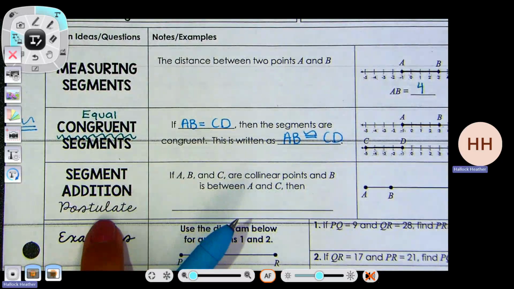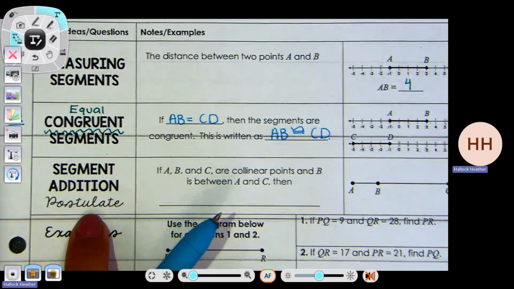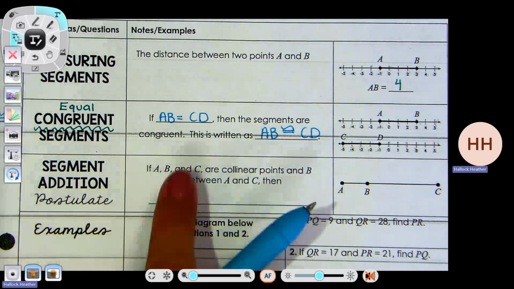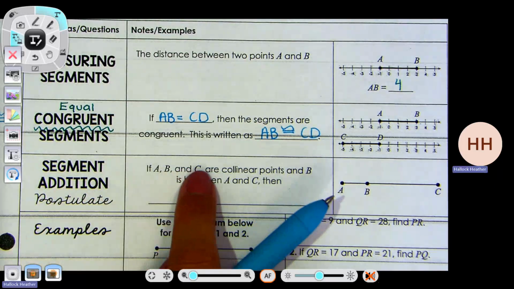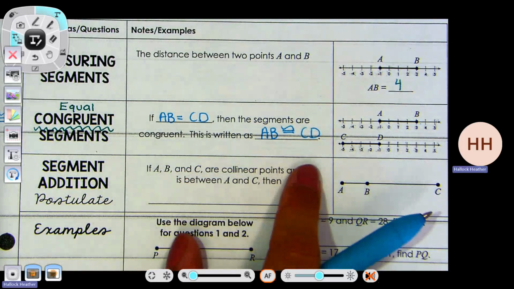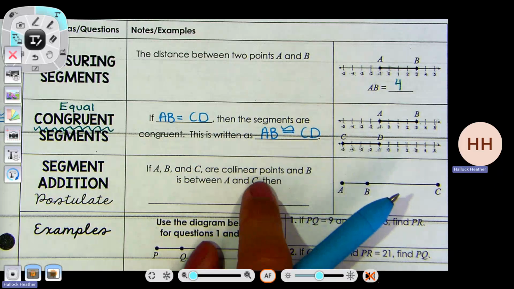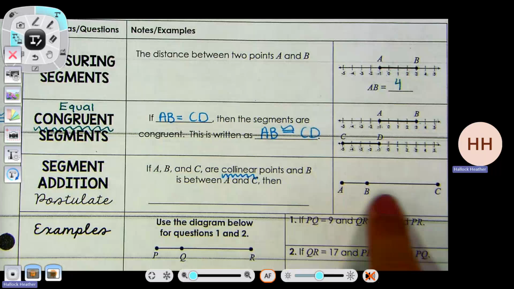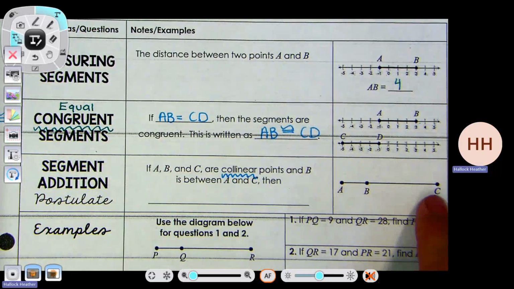Segment addition postulate is the next thing. When you're in geometry, we have different things called postulates and theorems, and it's just like rules that we use. So if A, B, and C are collinear points and B is between A and C, then we can say something. First off, does anybody remember from yesterday what collinear means? On the same line. So A, B, and C are all on the same line.